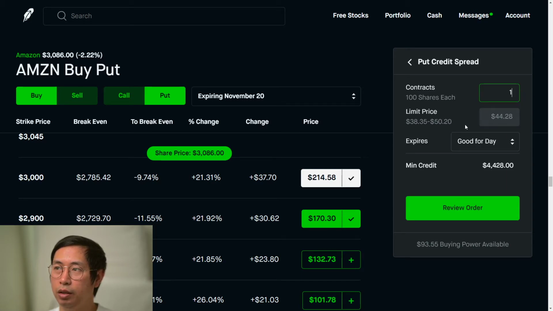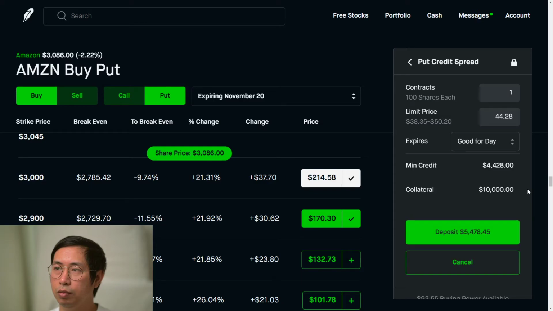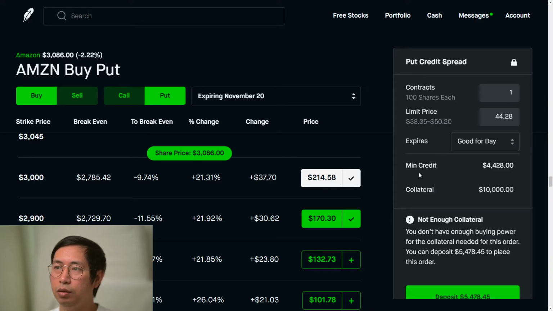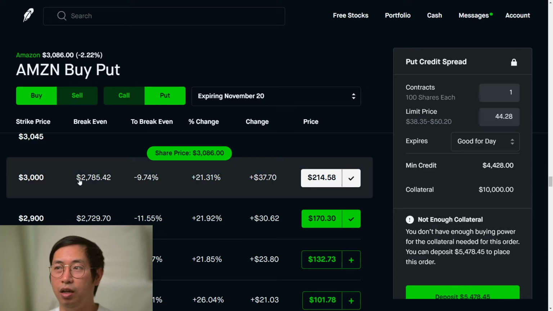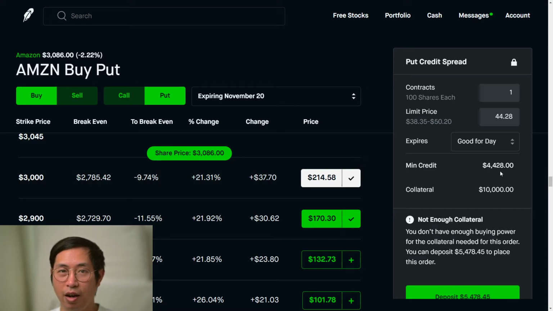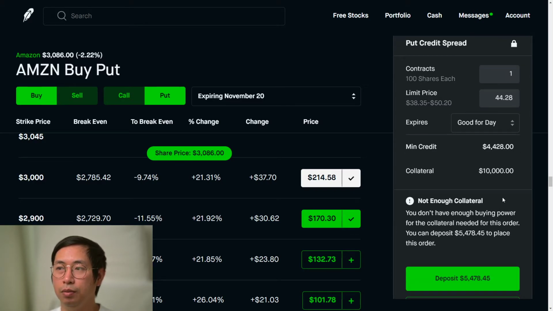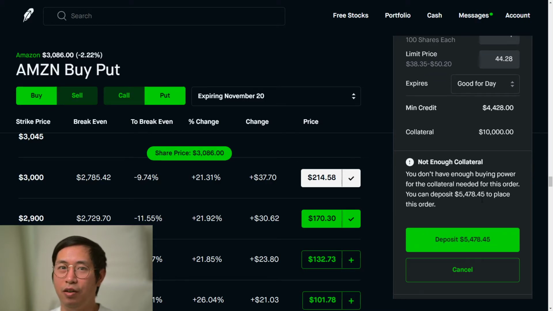We're opening one contract. Limit price, put in a price to open it at, and hope that fills. 44.28 looks like the average. Review order. And as you can see here, the minimum credit is $4,428. So, if on November 20th, the expiration date, Amazon stays above the price of $3,000, we're going to get $4,428. The collateral, the money that we're setting aside, is $10,000. I don't have enough collateral because I already used up all my money.